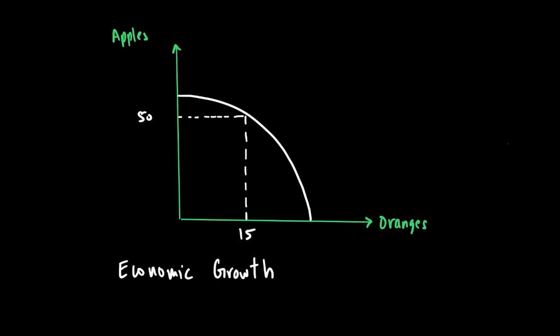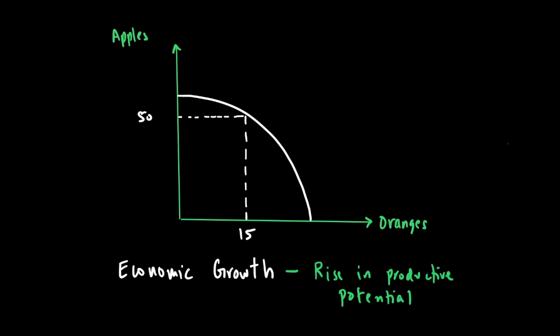Let's talk about economic growth. So how does PPC shows us economic growth? So what is economic growth? Economic growth is simply a rise in productive potential. So if there's a rise in productive potential, we will see economic growth to happen.